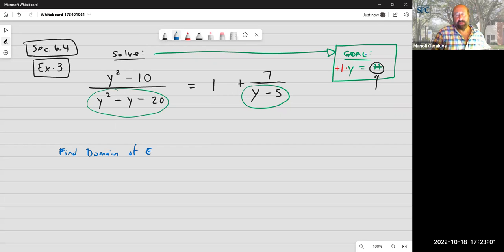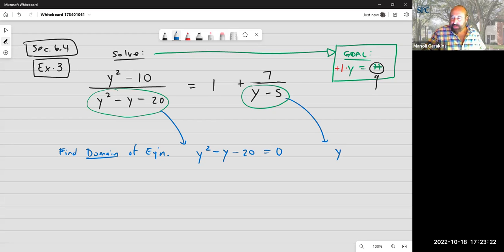Whenever you have rational expressions with variables in the denominator, this is really when you should start solving a rational equation by finding the domain. So how do we do it? We set each denominator equal to 0.